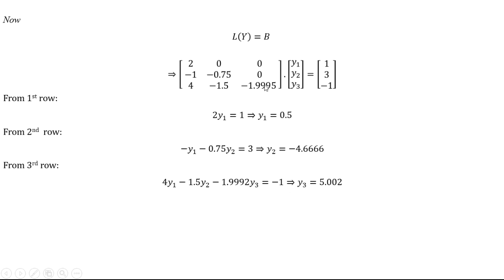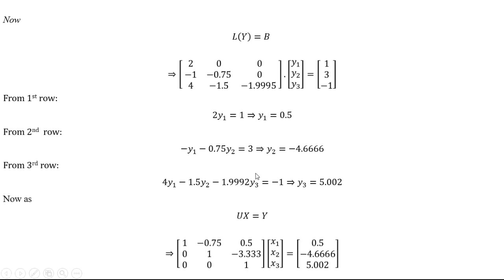So from the third row we will write 4y1 minus 1.5 y2 minus 1.9995 y3 is equal to minus 1. As we have converted a system to the matrix form, we can also convert the matrix form to a system. After getting these values of y1, y2, y3, we will substitute all these values in Ux is equal to y.